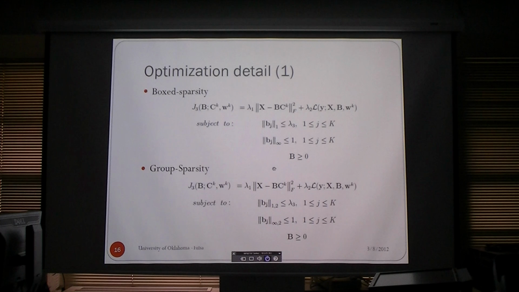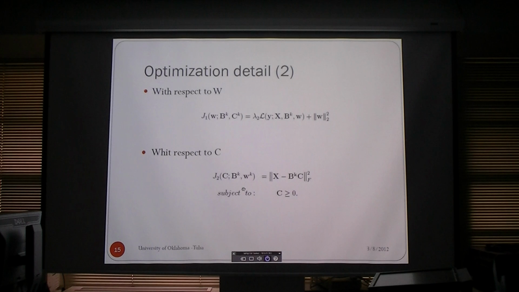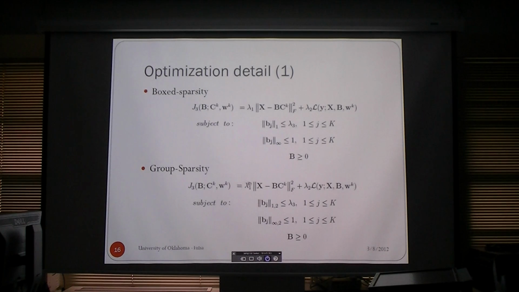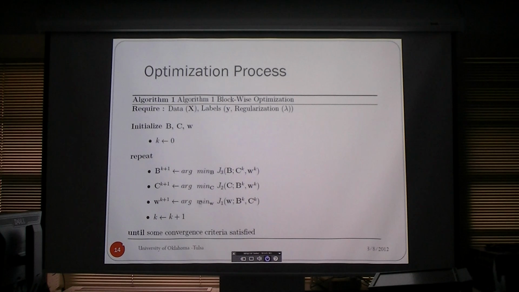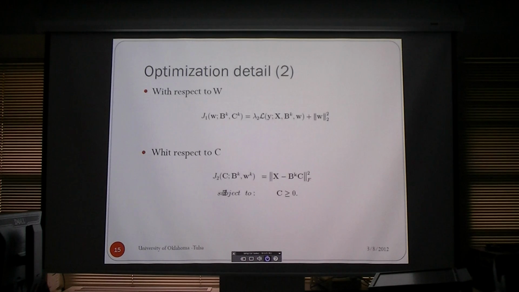And if we want to assume B is the variable, based on the assumption of the sparsity, which is box sparsity or group sparsity, we will have a different constraint on Bj, and there are solvers that can solve each part of J1, J2 and J3, and by using this algorithm we can solve each part and reach the minimum of the function.